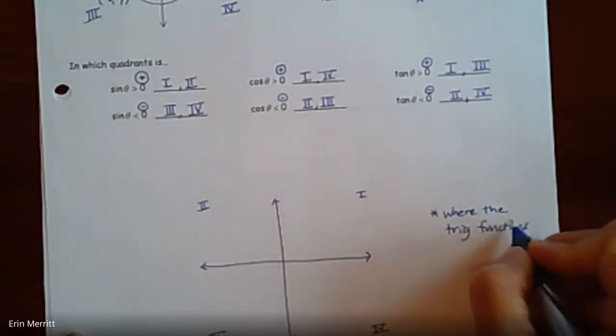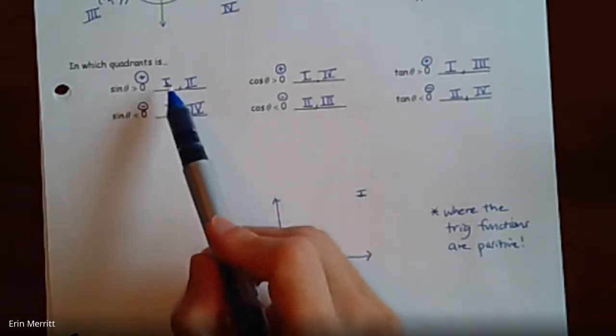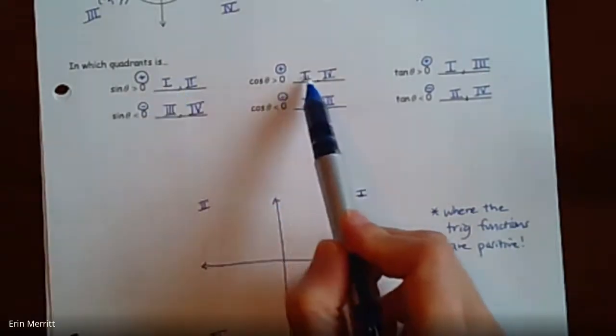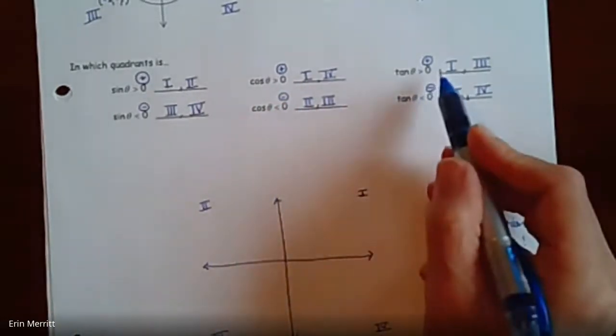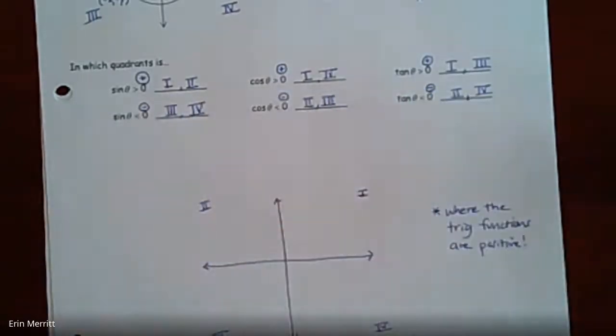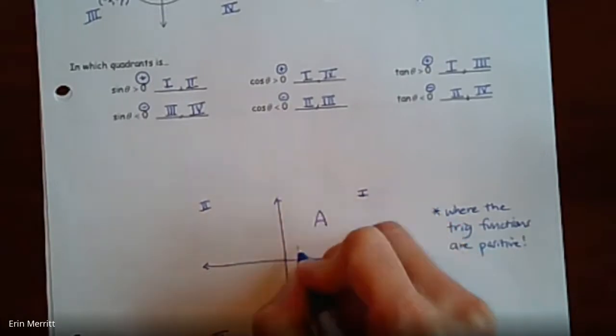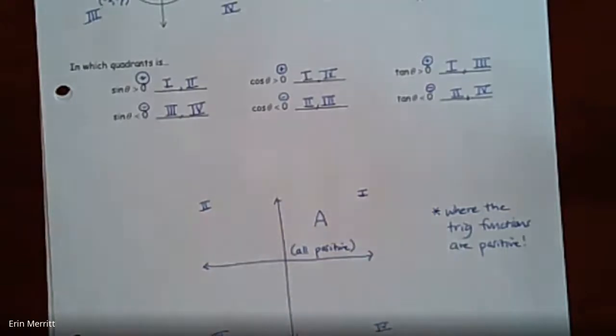All right. So this is where the trig functions are positive. All right. So start with quadrant 1. If I look, sine is positive in quadrant 1, cosine is positive in quadrant 1, tangent's positive in quadrant 1. So rather than listing sine, cosine, tangent, I'm just going to list that they're all positive here. So I'm going to put an A here and remind myself that that represents that they're all positive in quadrant 1.